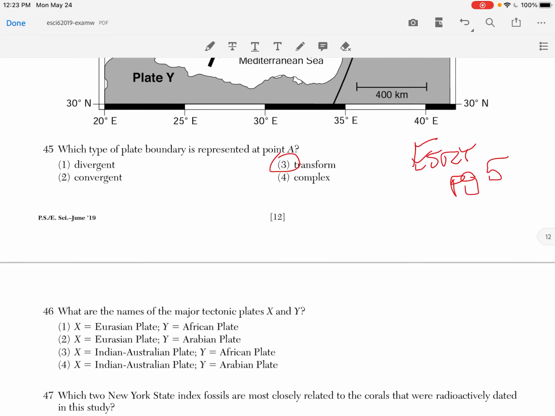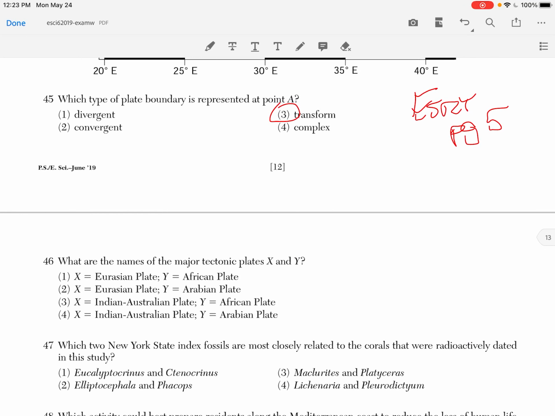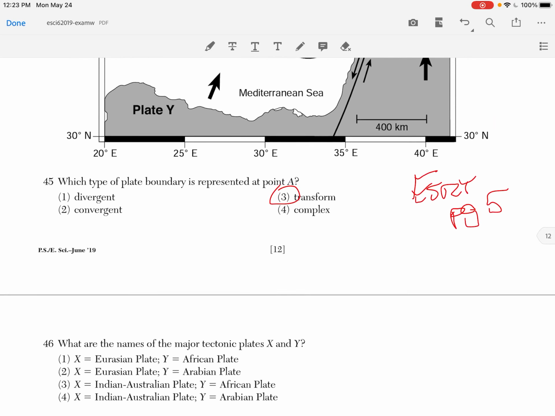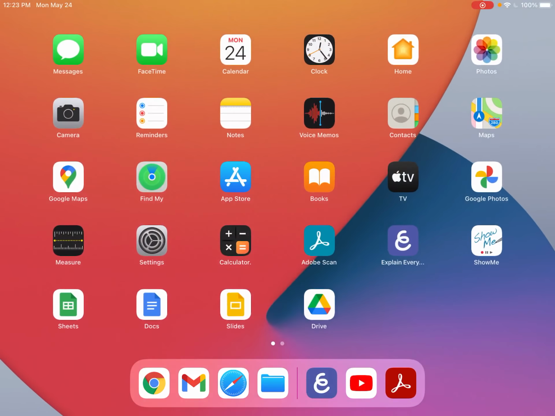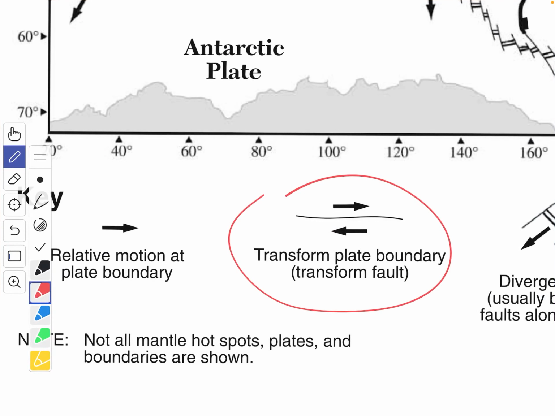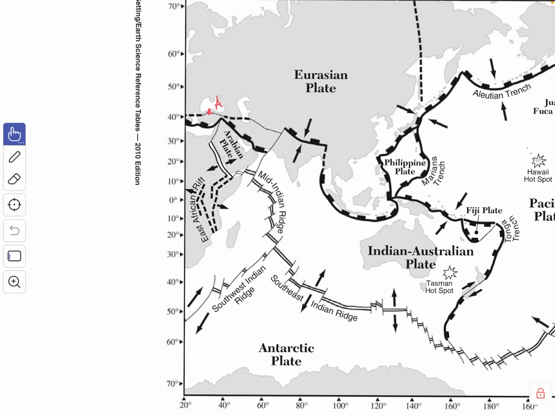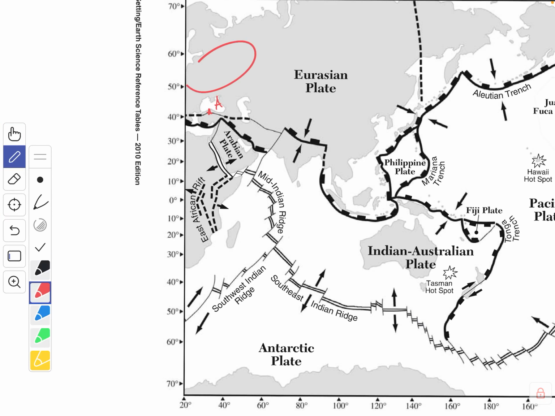Okay, so let's take a look at number 46. The names of the major tectonic plates X and Y. What are they? So if you look here, we have X at the north end of the map up here, and Y down here. We just need to figure out the names of those. And again, that's a reference table page 5 question. So I'm going to look here, and let me zoom back out again. We're specifically looking at the plate that's up here and the plate that's down in this region. And you can see this is the Eurasian plate, and down here is a plate that doesn't have a name, and that's what made this question a little bit tricky.